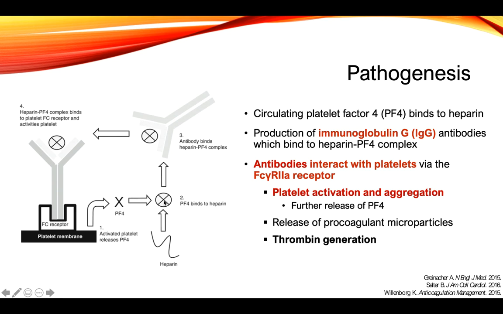The immune system can potentially recognize this complex as being foreign, in which case we produce antibodies that bind to the complex. These antibodies also bind to the platelet via the Fc receptor, and when this binding occurs, that's what causes that prothrombotic state. So we end up with platelet activation and aggregation. We release more PF4, we release procoagulant microparticles, and we generate thrombin. So our platelets are basically being chewed up in this clotting process.